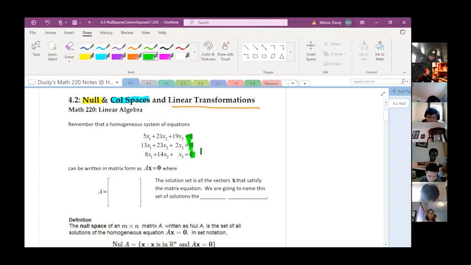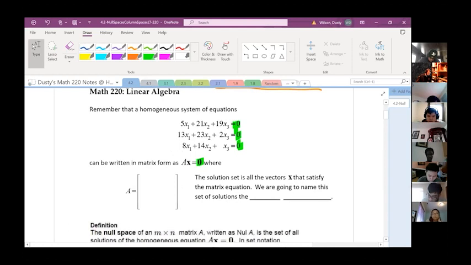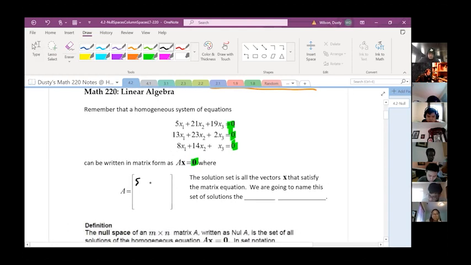This can be written in matrix form, AX equals 0. In this case, our A matrix is 5, 21, 19, 13, 23, 2, 8, 14, and 1. The solution set is the set of all vectors X that satisfy the matrix equation. We're going to name this set of solutions the null space.